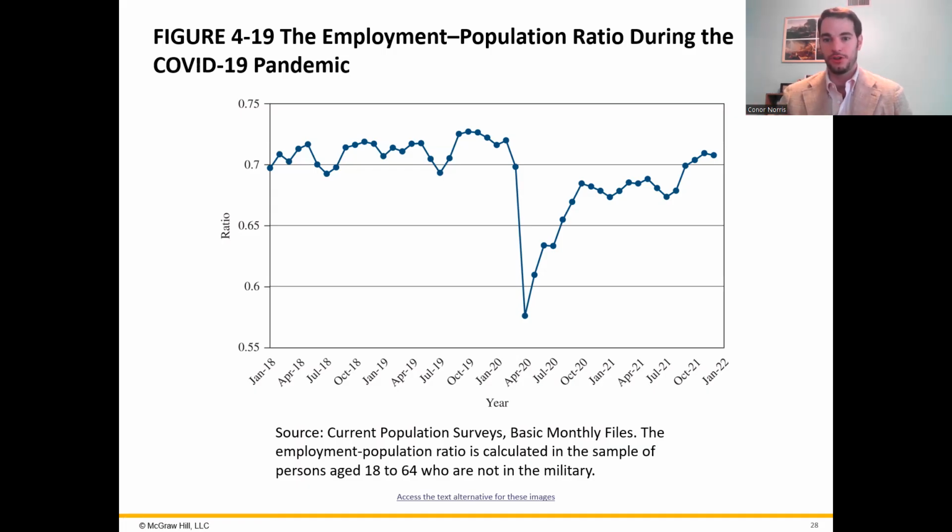Now, some of this was a result of cratering consumer demand. Remember, very few of us wanted to travel and stay in a hotel and go to restaurants in other cities during the pandemic. And some of it was a result of business closures and other non-pharmaceutical interventions implemented by the government.